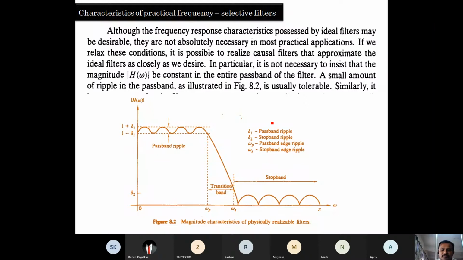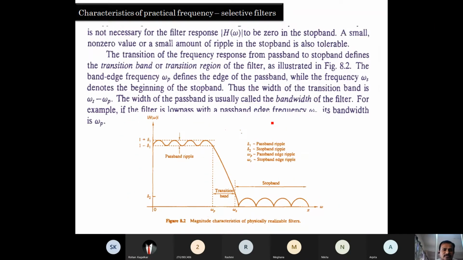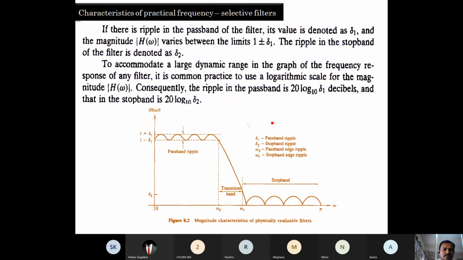So those things we had a discussion. And we went through how to do the ripple calculation. For pass band, it is 20 log delta 1 to the base 10, and for stop band, the ripple is calculated as 20 log of delta 2 to the base 10.